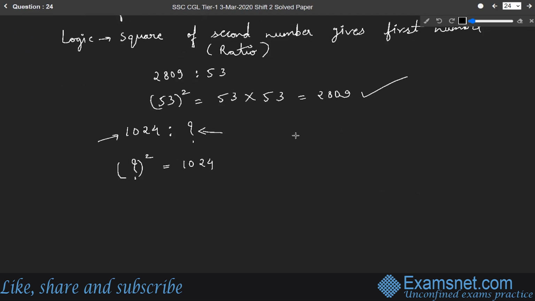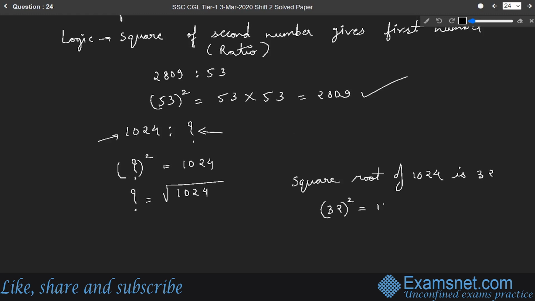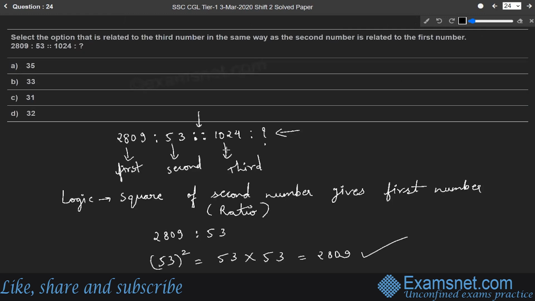So what will be the value of question mark here? Question mark will be equal to under root of 1024. It means that we have to find the number whose square is 1024. So square root of 1024 is 32. It means that 32 square is equal to 1024. So question mark will be equal to 32. Therefore, the number in place of question mark will be 32, which is the fourth number.